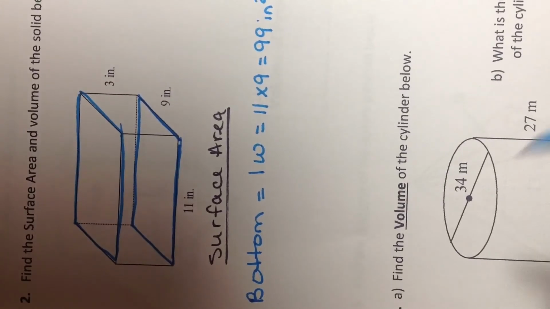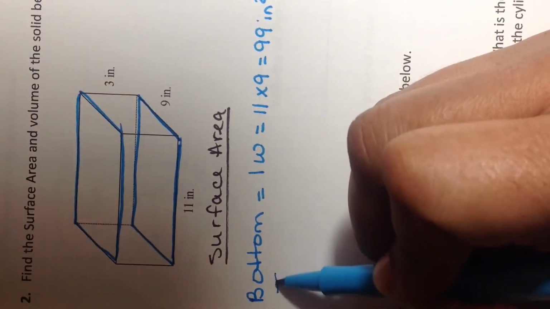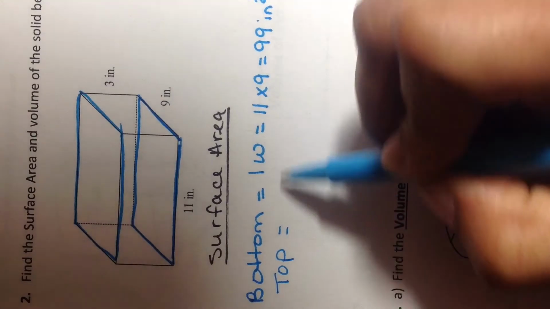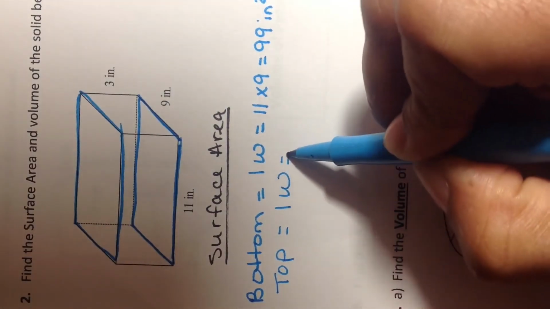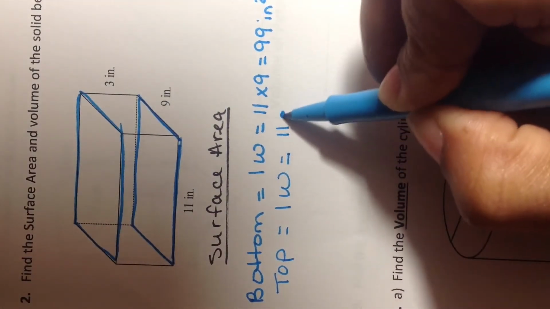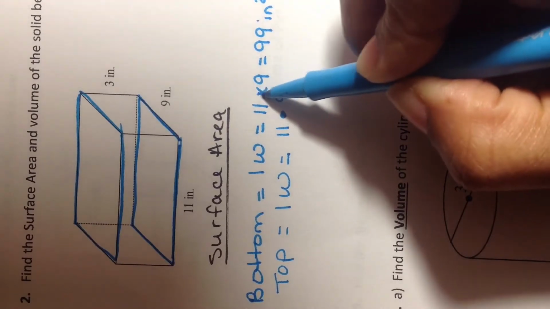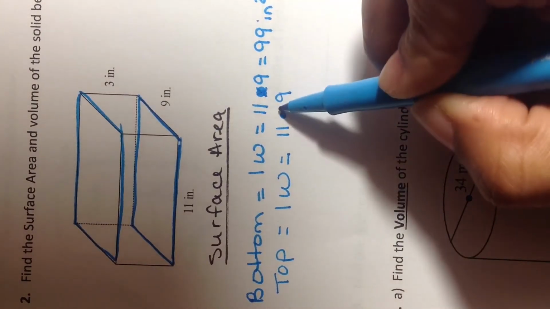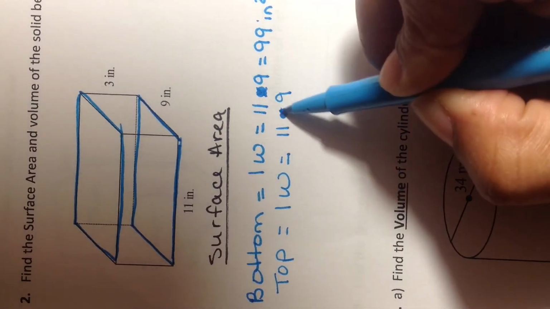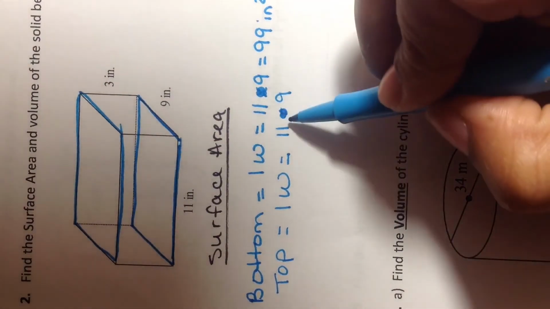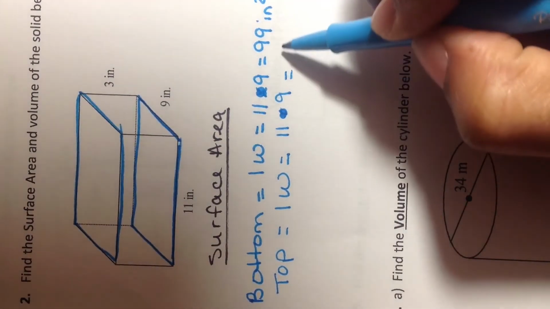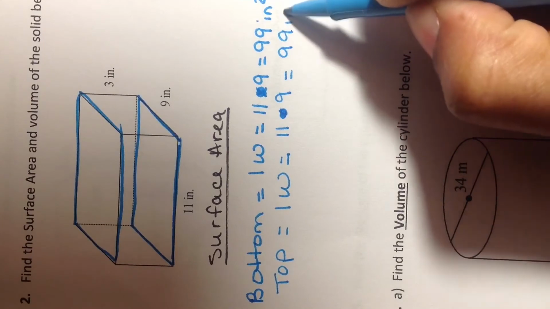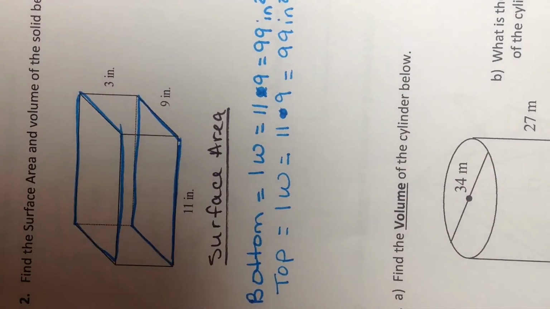Okay? I know that if my bottom is that, my top is also going to be that, which is the length times the width. So it's 11 times 9. That's what I should have used, a little dot there instead of the times there. I mean, it both means times, but we usually use that at this point. Is 99 inches squared. That's my top, and the area of my top and the bottom.